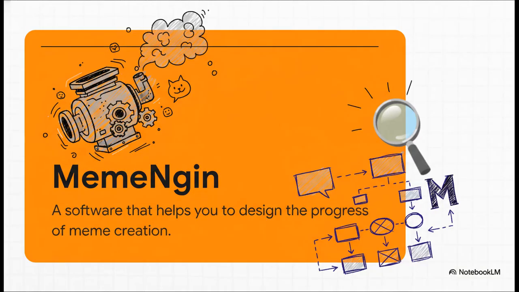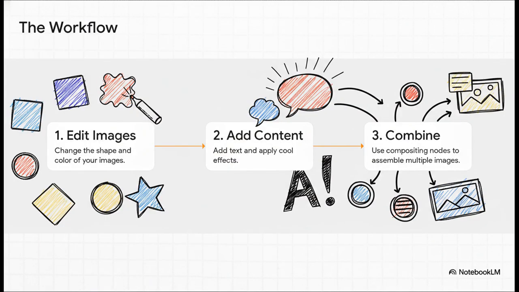So, what is it exactly? At its heart, MemeNgin is a purpose-built tool for creating memes from scratch. Instead of wrestling with a general-purpose photo editor, you get a specialized engine designed specifically for this unique kind of content. That's the whole idea here. The actual workflow is pretty straightforward. You start by editing your images, changing shapes, tweaking colors, then you add your text and slap on some effects. But the real magic comes in that final step, where you use something called compositing nodes to combine everything. Just think of nodes as these little building blocks that let you layer and connect all the different parts of your design in a really flexible, non-destructive way.